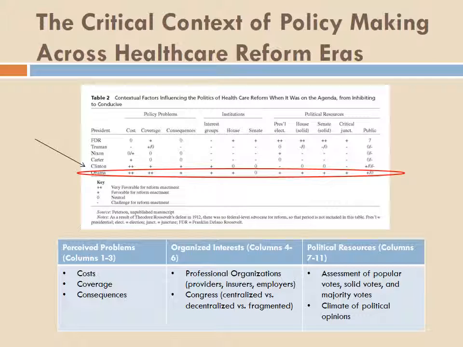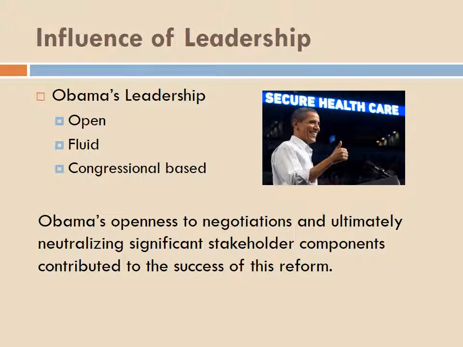Peterson's table number 2 provides a systematic review of political will and consequences, reflecting upon perceived problems, organized interests, and political resources. As displayed, the Obama presidency offered the most favorable political and institutional context, with the greatest number of these components aligning. Peterson also concludes that Obama's leadership approach was open, fluid, and congressionally based. Obama's openness to negotiations ultimately helped neutralize significant stakeholders' components, helping to pass this reform.